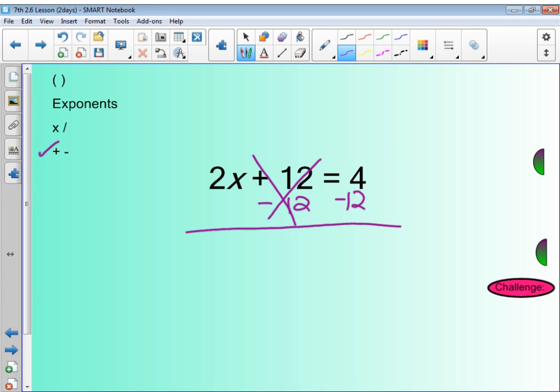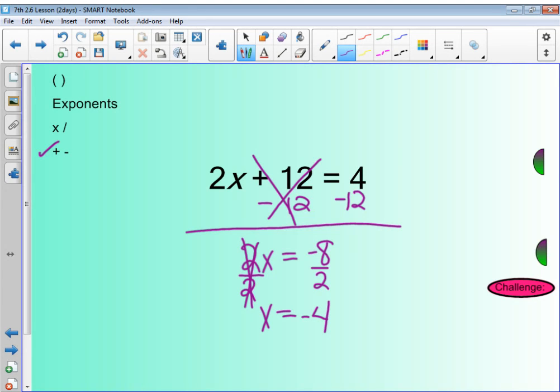Remember, whatever you do to one side, you have to do to the other. On the left-hand side, I still have 2x, and on the right, 4 minus 12. Those are different symbols, one positive, one negative, so I find the difference, which is 8. The larger number was negative, so it's -8. Now I'm back to a one-step equation that we practiced in lessons 4 and 5. Right now it's 2 times x, so we're going to divide by 2 to get that 2 out of there. x equals 8 divided by 2, which is 4, and one negative makes it -4.